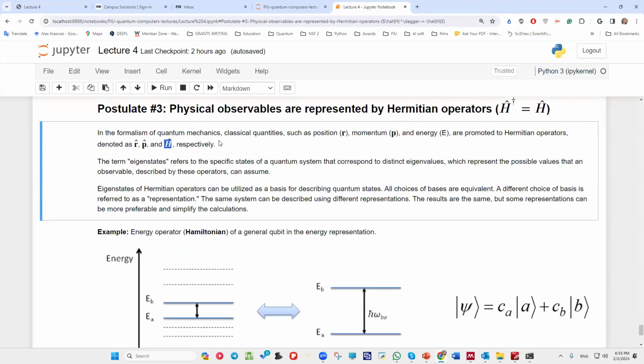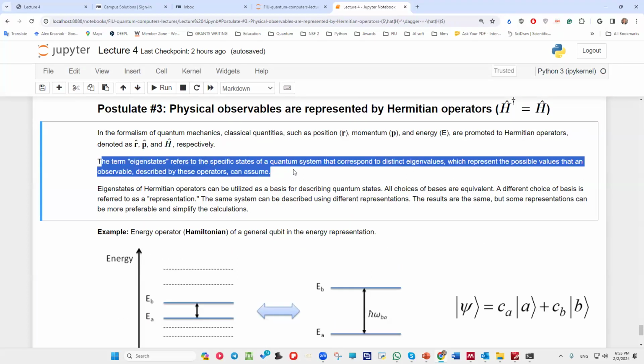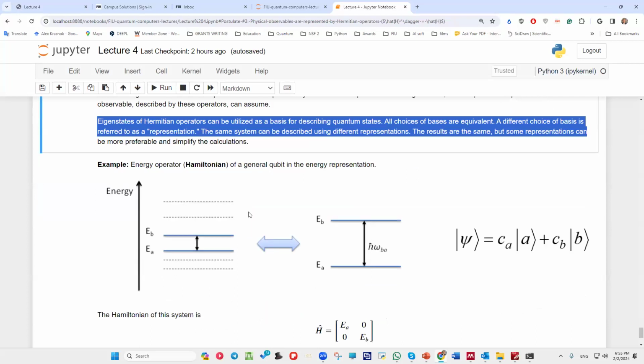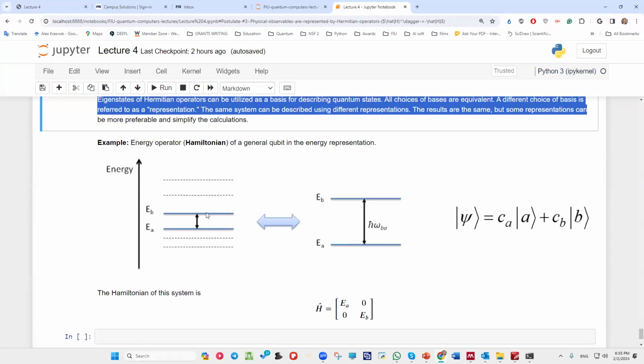But today, this statement basically tells us that the eigenvalues of the Hermitian operator are real values. That's why we can use them to describe physical quantities. And also the eigenvectors are orthogonal, so we can use them to represent the state of the quantum system as a basis. And finally, there is an example.